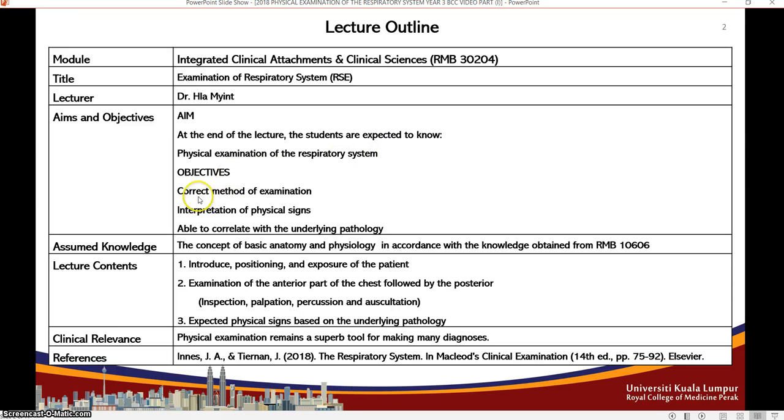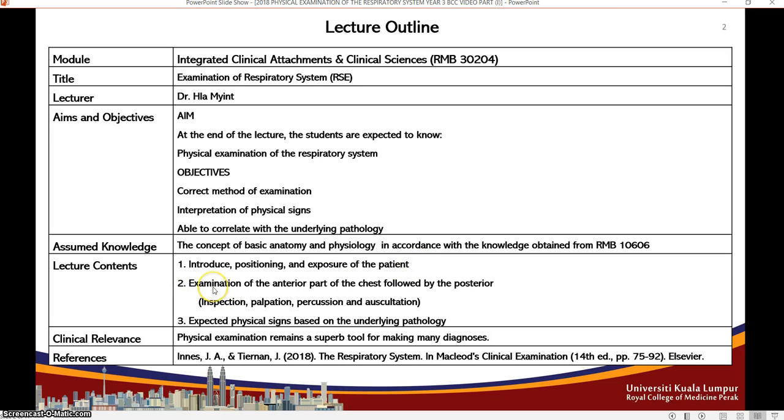Objectives include the correct method of examination, interpretation of physical signs, and being able to correlate with the underlying pathology. Lecture contents. 1. Introduction, positioning, and exposure of the patient.